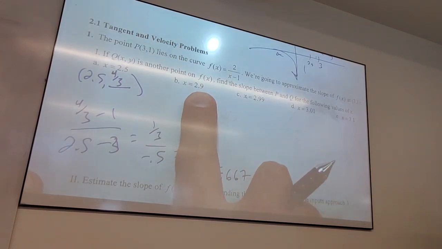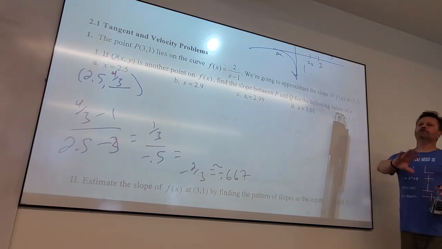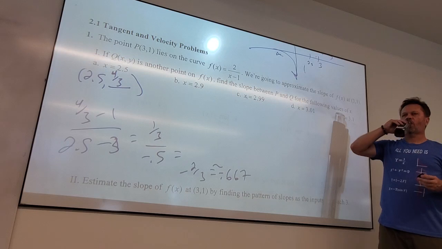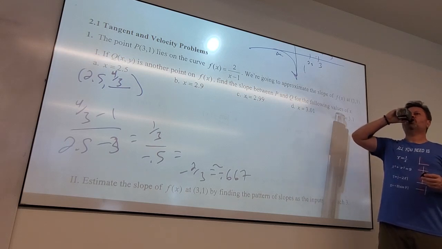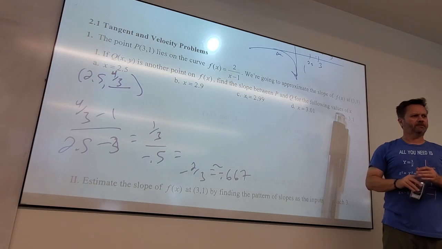So you guys try to do 2.9. Oh wait. Try to do everything we just did, but do it for 2.9. And I gave so much room on this paper to do it, so I'm sorry. Another sheet of paper there.